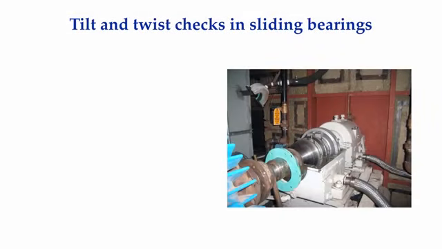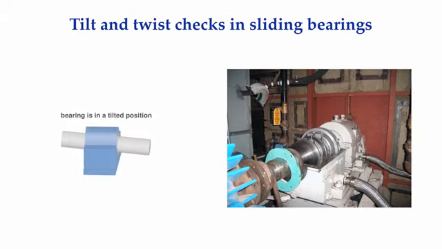In addition to radial bearing clearance checks, you should also look for a tilt or twist problem in a bearing. Here is a photograph of a fan shaft supported in 2 separate pillow block self-aligning journal bearings. The upper bearing half on the inboard or coupling end bearing has been removed to check for bearing clearance and a tilt or twist condition.